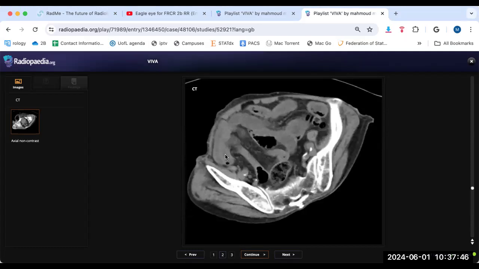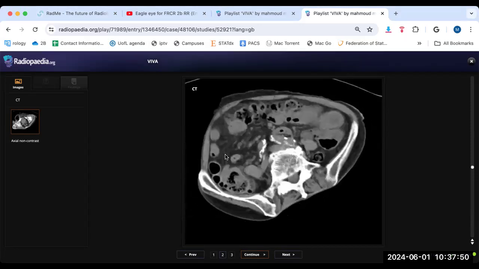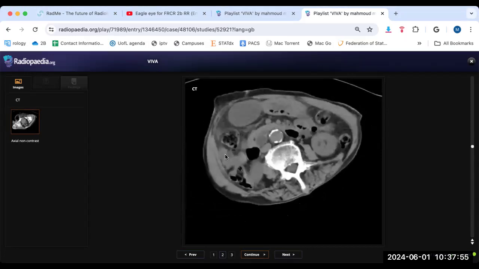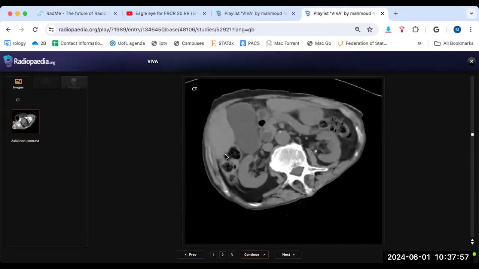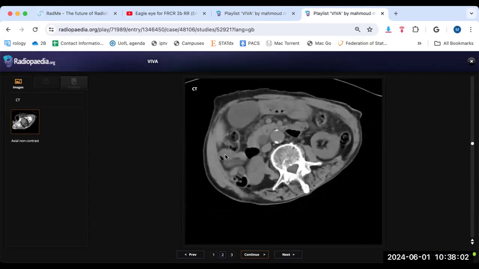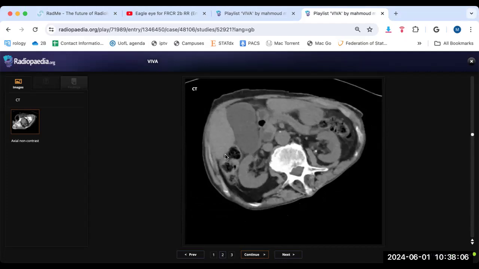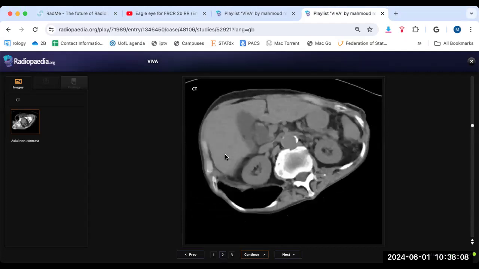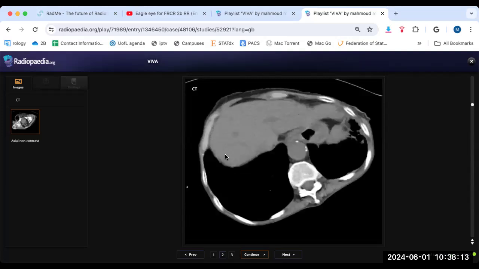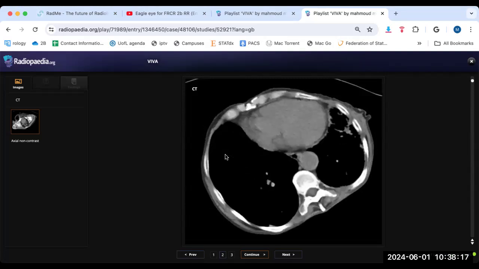I will check the bowel loops for any obstruction. Yes, here is the dilatation with gas locule seen at the wall of the bowel. So it is pneumatosis. Also, I will go up to the liver to check for any portal venous gas. I couldn't see any portal venous gas.